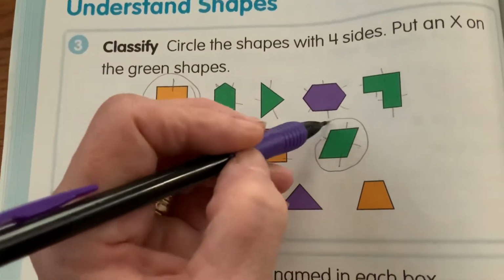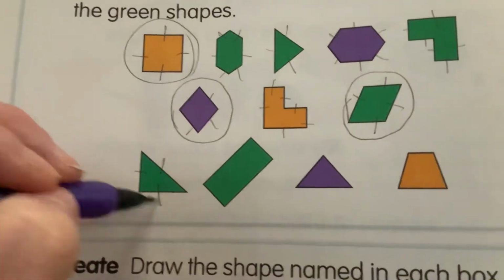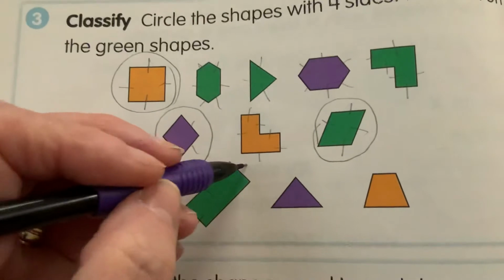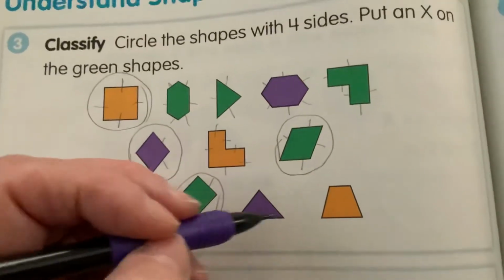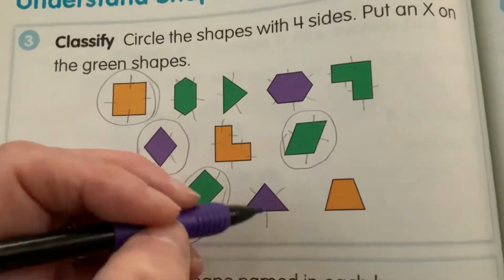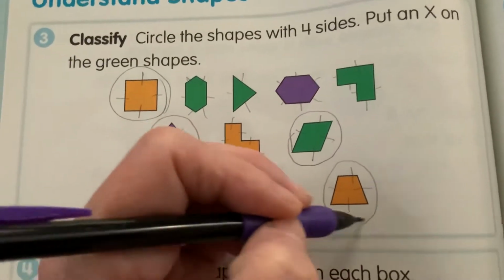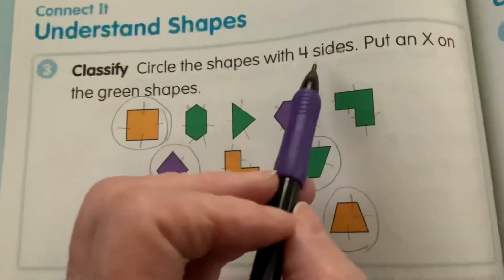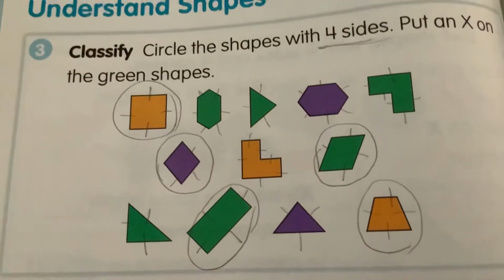That's the attribute that we're looking for. Then 1, 2, 3, no. 1, 2, 3, 4, yes. And we circle that one. 1, 2, 3, no. 1, 2, 3, 4, yes. Because we were looking for the shapes with 4 sides. And the ones that we circled have 4 sides.